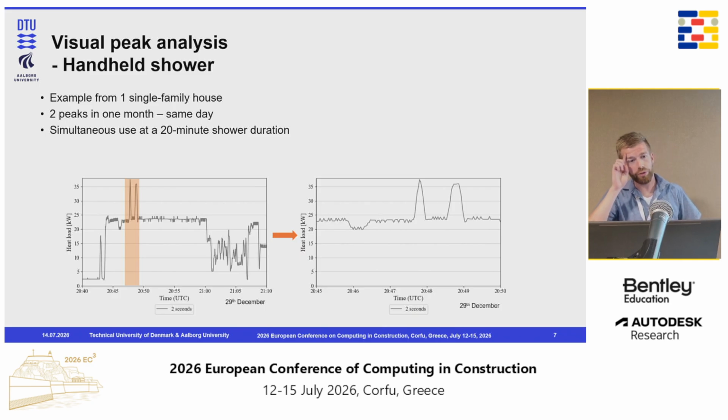So if we go on a visual peak analysis for one of the buildings with handheld showers, I take one day where there was a high peak, and it only happens once in the month. You can see there are 2 peaks on the same day, but they only occur for 12 seconds and 18 seconds. So that's 30 seconds in a month where I have a peak load that's actually according to design criteria. And it happens only because there's a 20-minute shower duration.